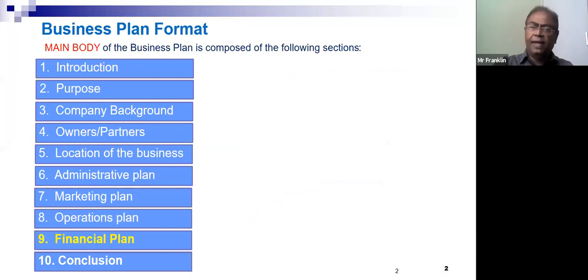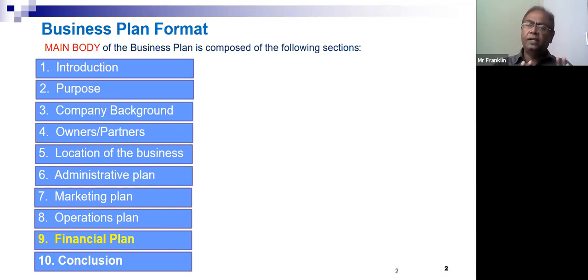Okay, the financial plan is almost the last part of the business plan, right? In the previous topic we were talking about the business plan, all of the different steps of a business plan, right? We looked at marketing, we looked at operations, and now we're going to look at the financial plan. What is a financial plan, right?